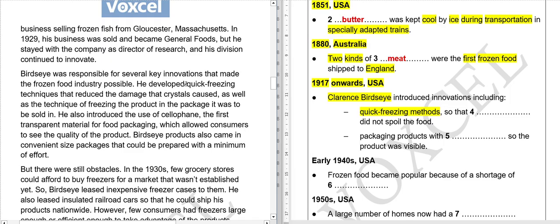He developed quick freezing techniques that reduce the damage that crystals caused, as well as the technique of freezing the product in the packages it was to be sold in. So he reduced the damage that crystals caused, as well as introduced some other technique. Again, I'm going to give you 5 seconds to find out the answer, and time starts now.